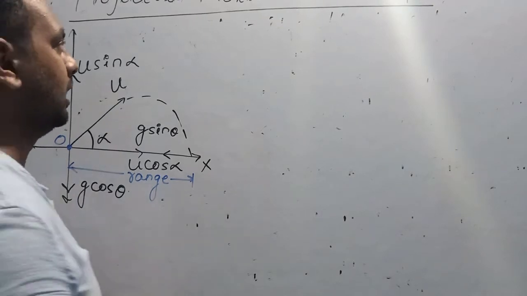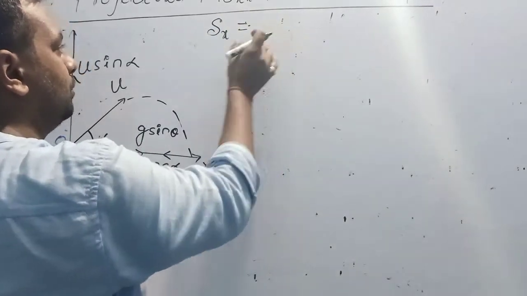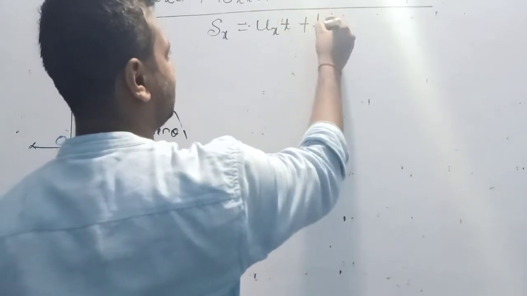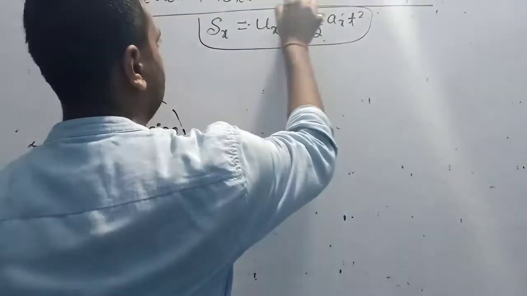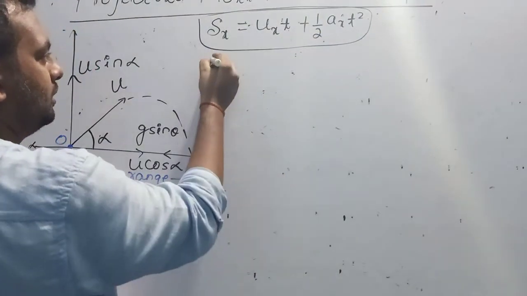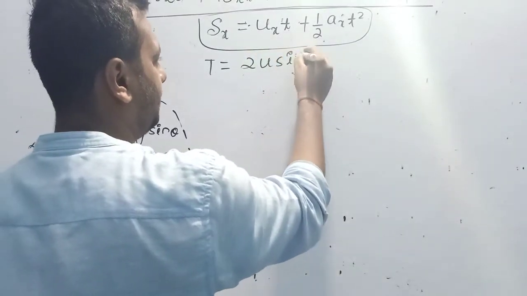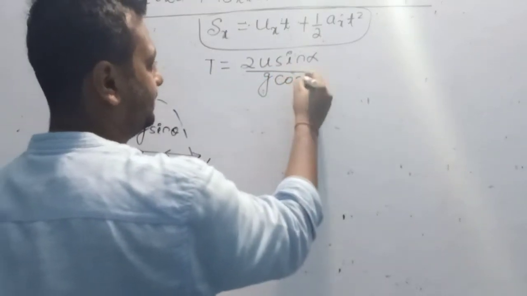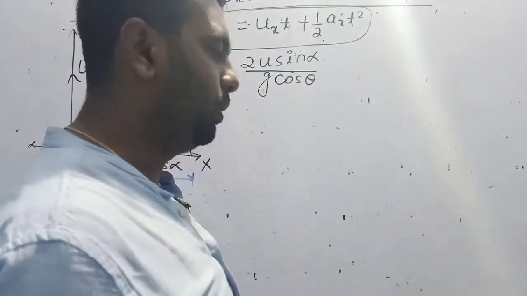So we need to apply the formula: the horizontal component of s is equal to initial velocity x component times t plus half a_x t square. This formula I need to apply here. So first find all these values. Time of flight we have already calculated: 2u sin alpha upon g cos theta. This was the time of flight.